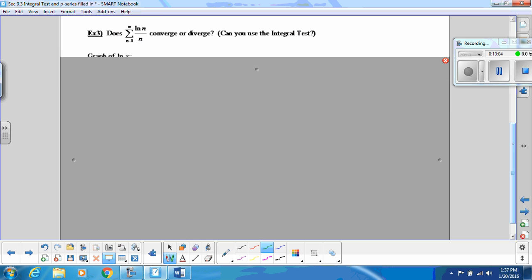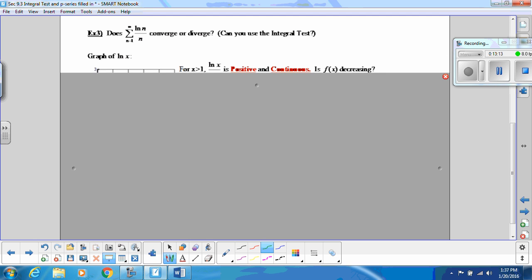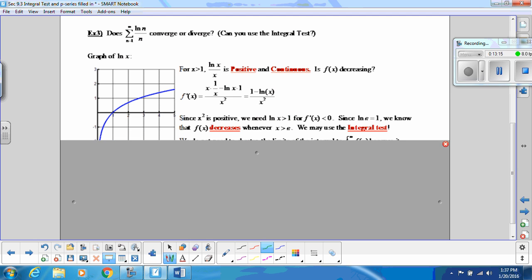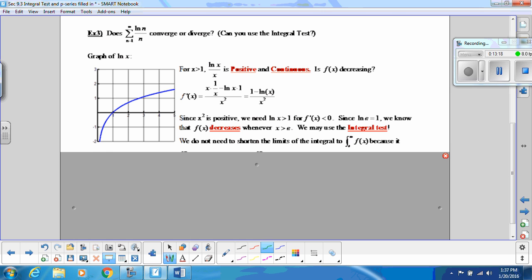Does the series ln of n over n converge or diverge? So can we use the integral test? Well, let's investigate. Keep in mind, here's just a visual of ln of x. This is not ln of x over x. This is natural log of x. So for x greater than 1, ln of x over x is positive. Here's where ln of x starts. So ln of x is positive after x equals 1 and is continuous.